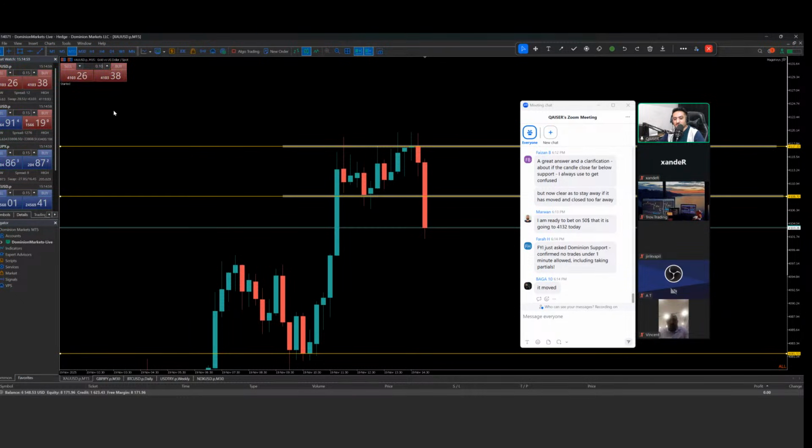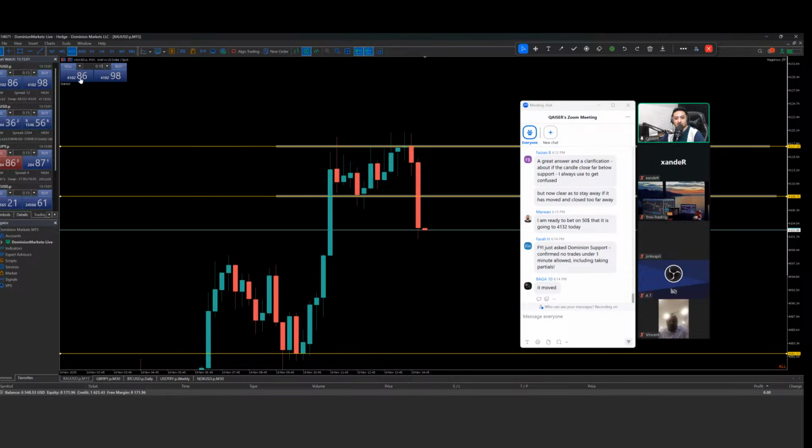Just about to be close. It's close now. Beautiful. All I need is this candle to create a wick and break the low. Look at the size of the candle, it's showing volume in it. I want it to create a wick and then break the low. Don't break the low without creating a wick.